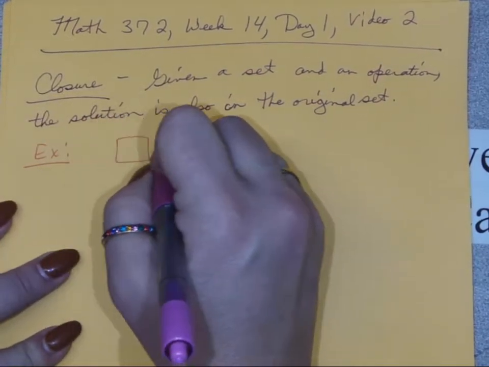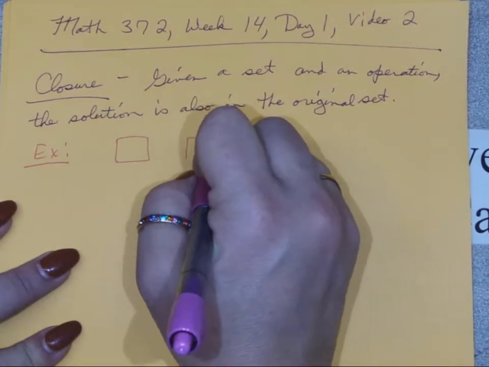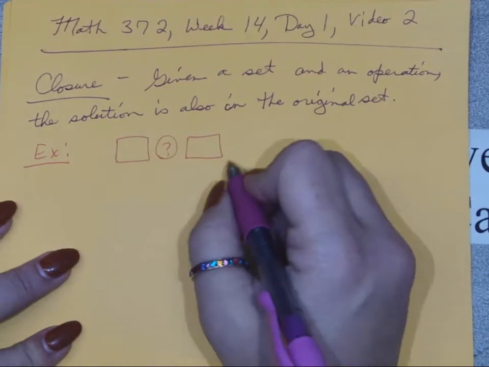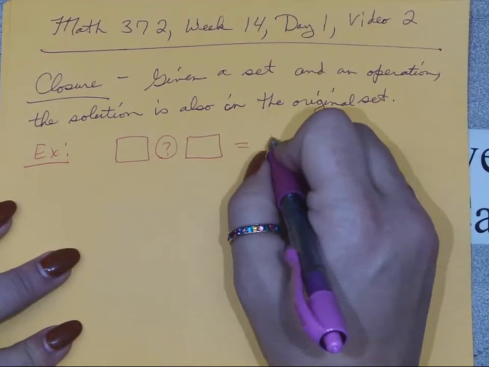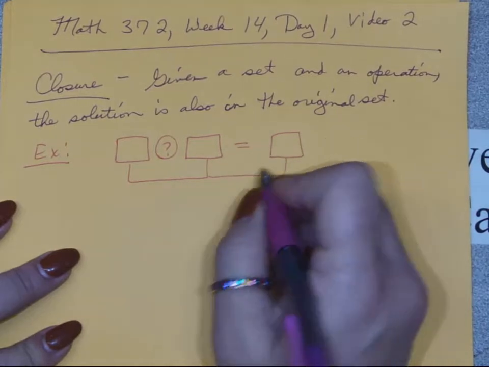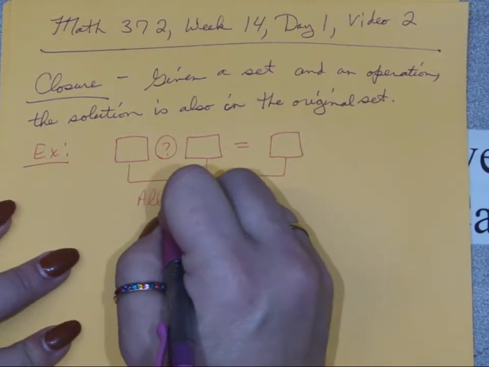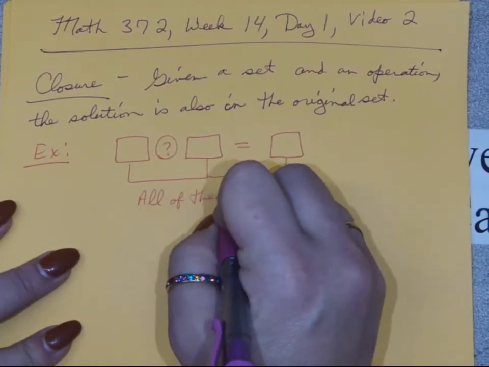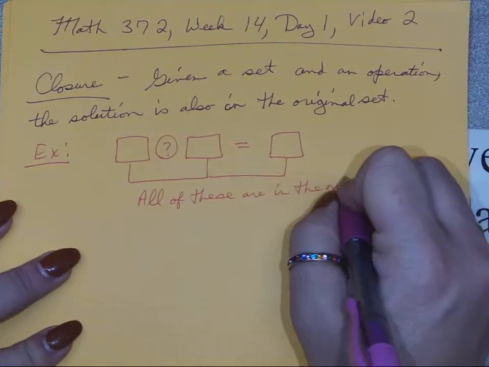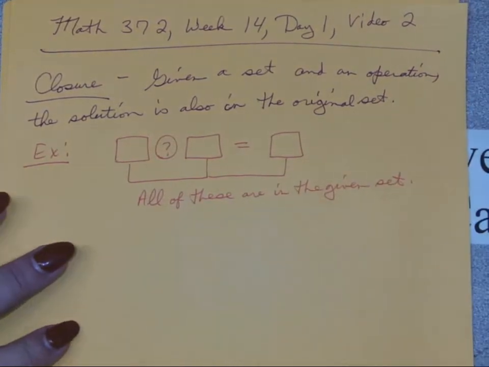Okay, we have something with some kind of an operation. Let's make it a question mark operation, and it's equal to something else. And what we would say is all of these are in the given set. Okay, that's the way that would work.